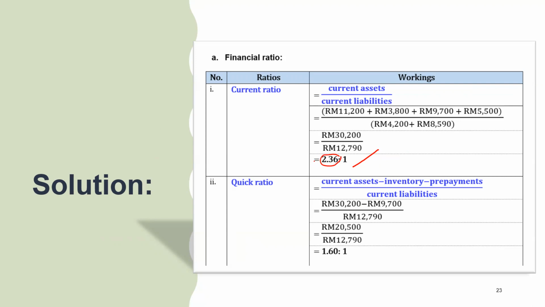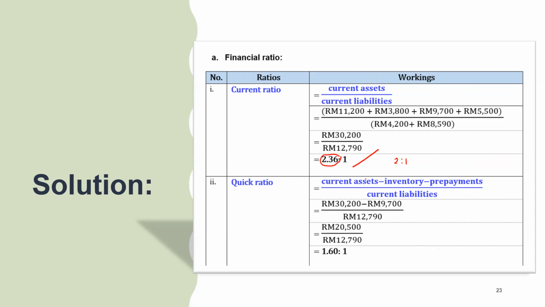Okay, remember, the higher is better. The ideal is 2 to 1, but we have greater than 2. So it's a favorable answer. We will comment on it later on. Now, let us move to the next ratio, the quick ratio.